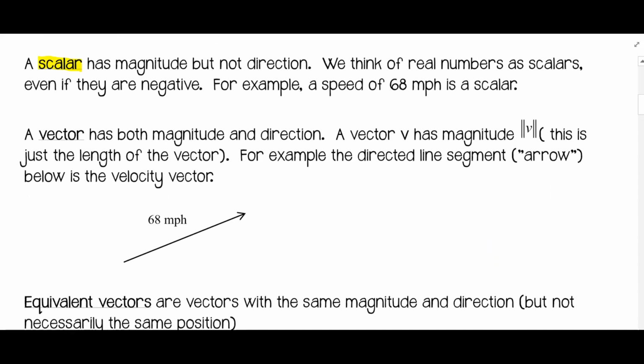Now, a vector, on the other hand, has both a magnitude and a direction. Okay, a vector v has a magnitude. This is our notation for magnitude. We use these double absolute value signs. This is just the length of the vector. For example, the directed line segment, this arrow down here below, is a velocity vector. So now, again, we know we're going 68 miles per hour, and we're kind of going up and to the right, or if we think about it in directions, we're kind of going northeast direction.